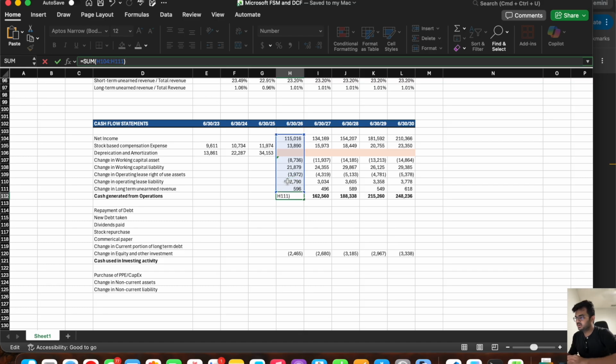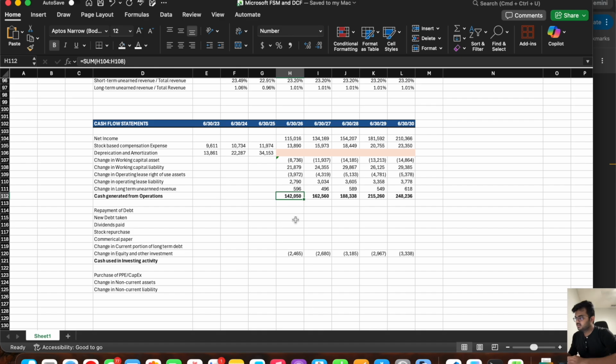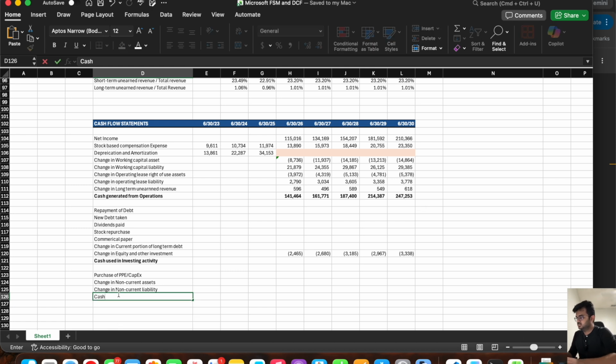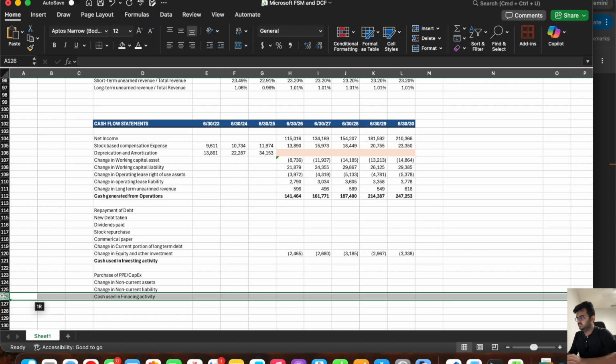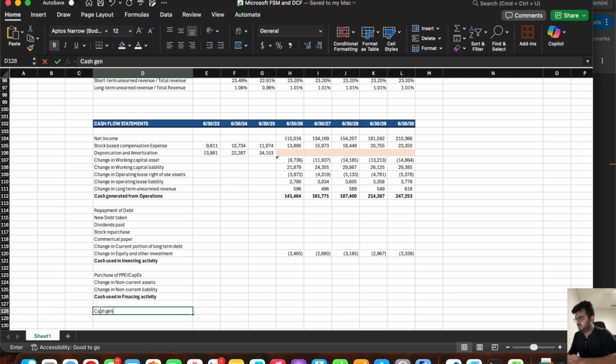Let's continue our work and ensure our model is balanced. And a note, if you see here, I just summed up these 4 rows, but since we now added a few more rows here, we need to ensure everything is supported. Okay, now let's come back, maybe I'll do this one. Cash used in financing activity. Then finally we will have cash generated by end of the year. This is nothing but the summation of the 3 cash flow sections.